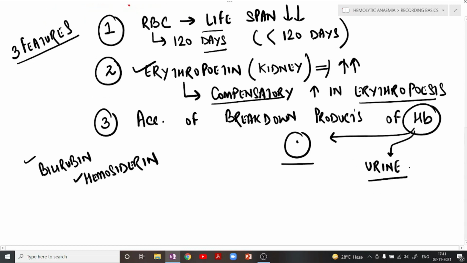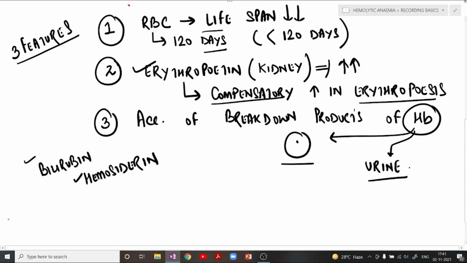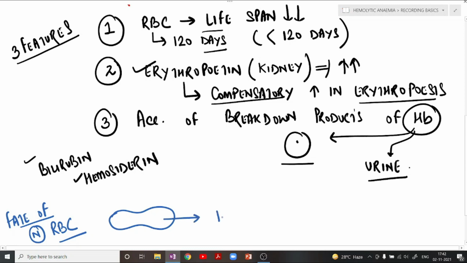Now let me tell you one very important thing over here. Normally, if you look at the normal RBC, what is its fate? So let us see the fate of a normal RBC. Normally an RBC, which is biconcave in shape, lives its 120 days, and after it lives for 120 days, it is going to undergo phagocytosis.